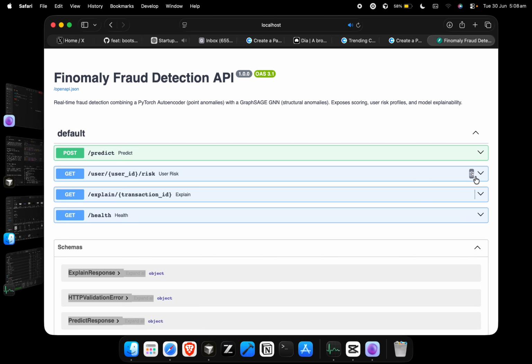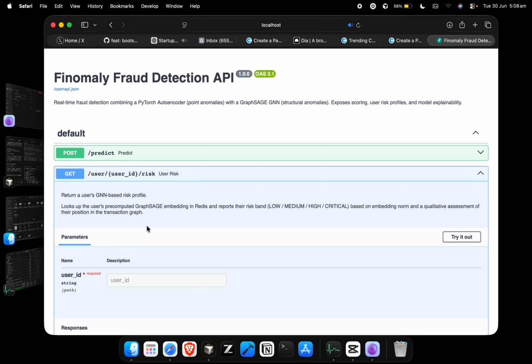We have user risk, which returns a user's GNN-based risk profile. So based on the web of accounts and people that we know, it returns a risk profile. It looks up the user's pre-computed GraphSAGE embedding in Redis and reports their risk band.